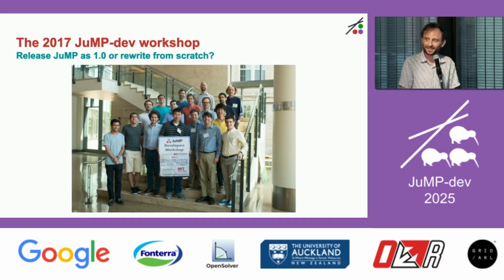So in 2017, Miles organized the first JuMP-dev workshop with Juan Pablo. And the core theme of the workshop was, should we release JuMP 1.0 and declare success and victory and maybe go off into the sunset? Or should we throw everything away and rewrite it from scratch? And we chose the second option, and then spent the next 3 or 4 years regretting it, but plowing our way through in the end.